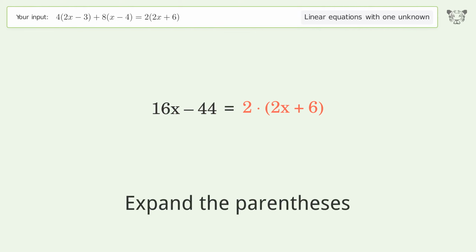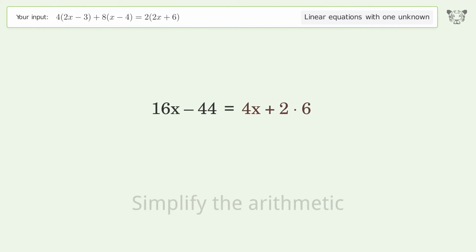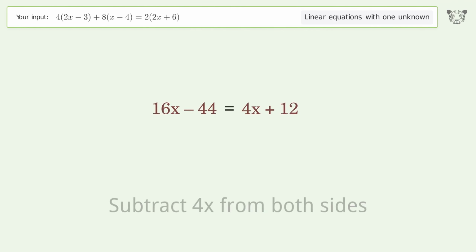Expand the parentheses. Multiply the coefficients. Simplify the arithmetic. Group all x terms on the left side of the equation. Subtract 4x from both sides.